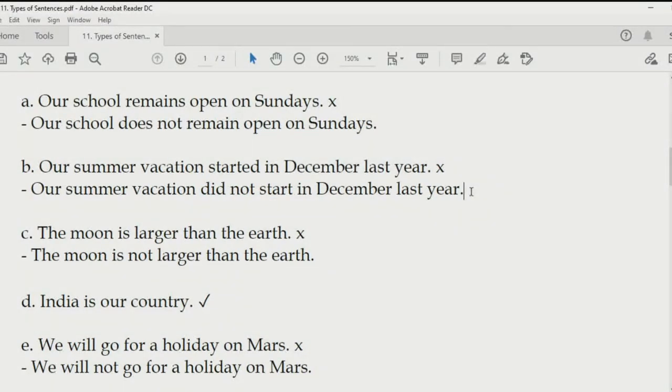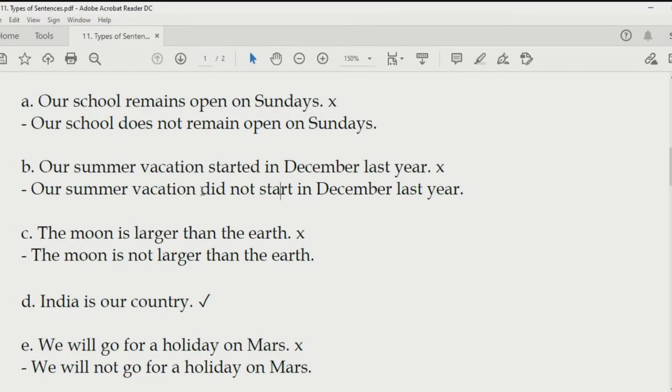You must have noticed one thing, that the verb also changes. Look at the first one. Remains. There is an S over here. But when we use the word not, the letter S also comes out from here. You have to pay attention to this. This is very important. In the same way over here, started. But when we use the word not, it became start. Very simple thing to understand.